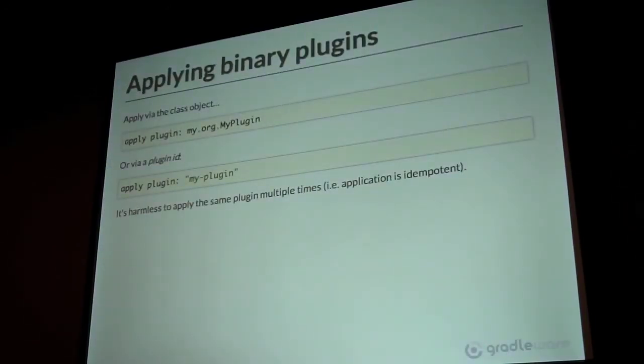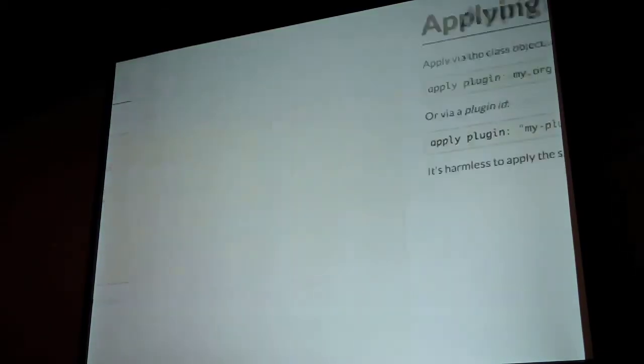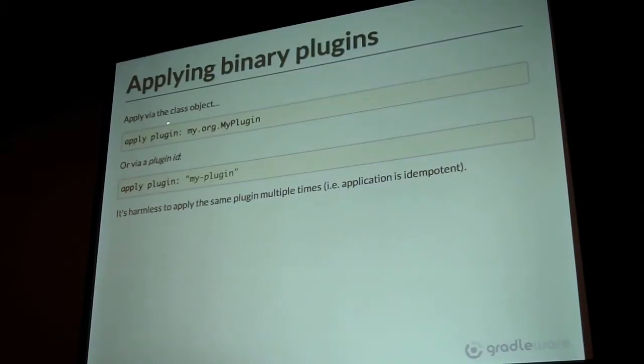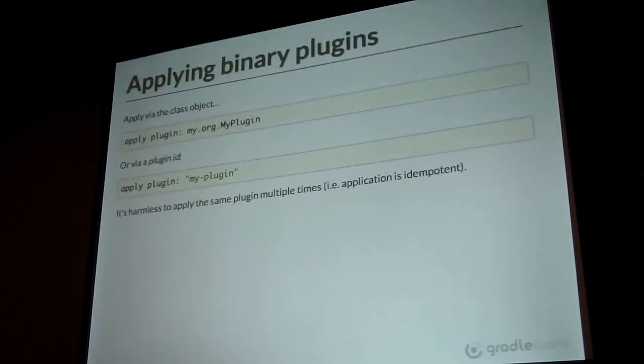Okay, now once you have declared such a plugin, how can your users use it? How can they bring it in? It's a slightly different syntax compared to the script plugins. The script plugin was apply from, and the binary plugin is apply plugin. Apply plugin colon and then the name, in the easiest case, the name of your plugin class. So here we were in a package my.org and we named the class my.plugin. So in the build script they say apply plugin my.org.myplugin.